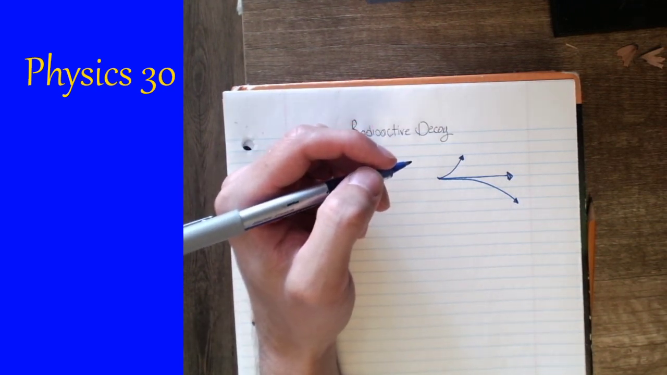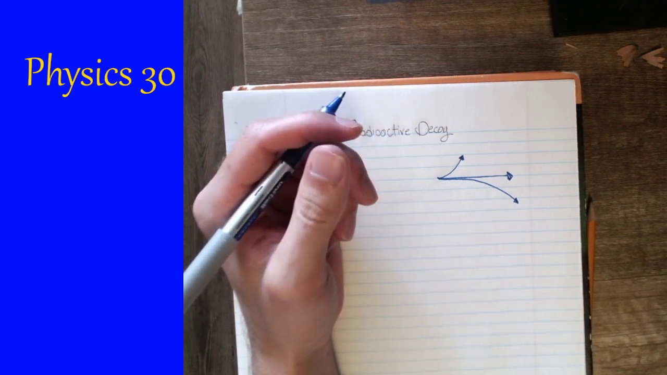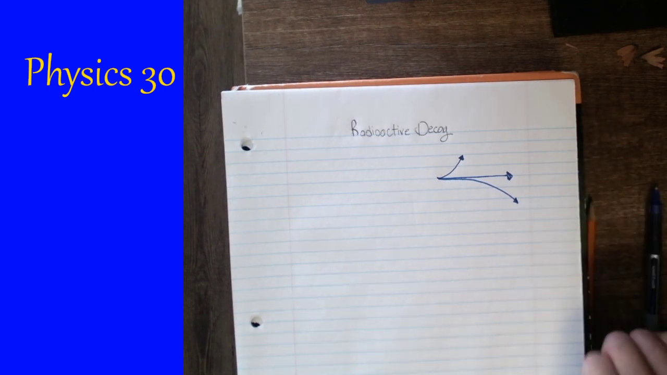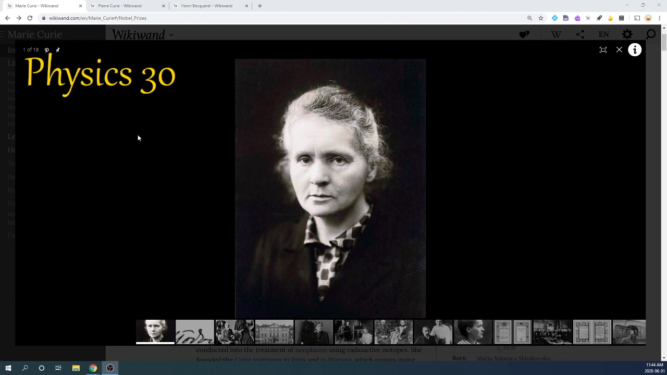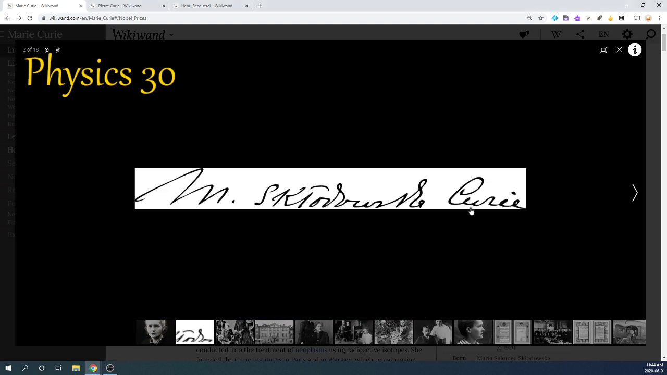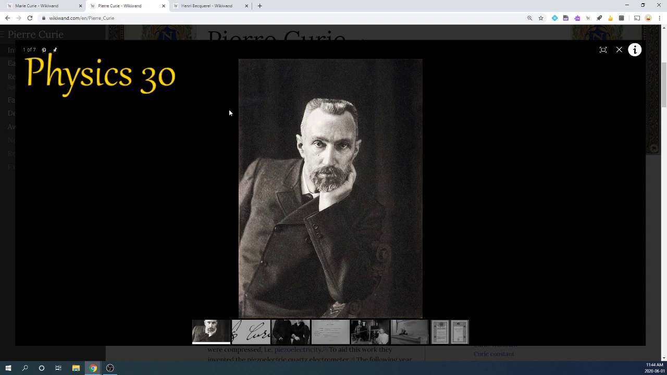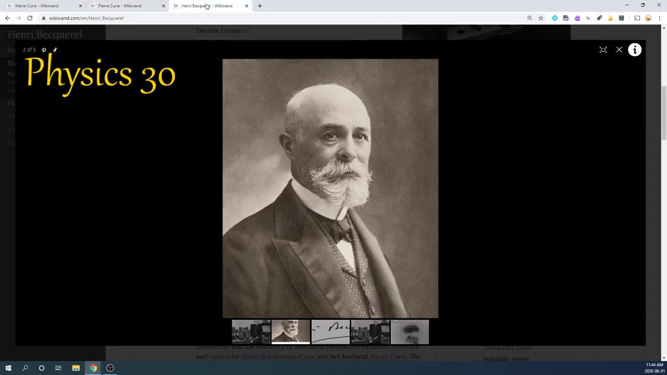Essentially, radiation and radioactivity was defined by three pretty well known names, but if you don't know them, I'll bring them up here. They each won the Nobel Prize for their work in radioactivity. And the first is Marie Curie and her husband, Pierre Curie. And then finally Henri Becquerel.